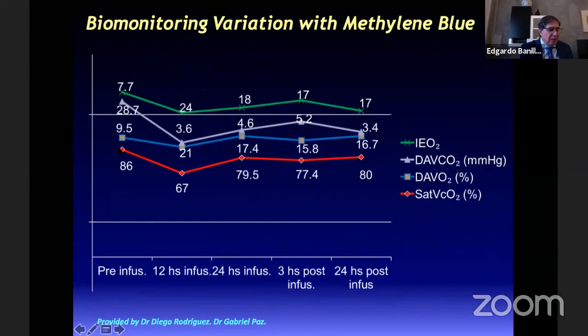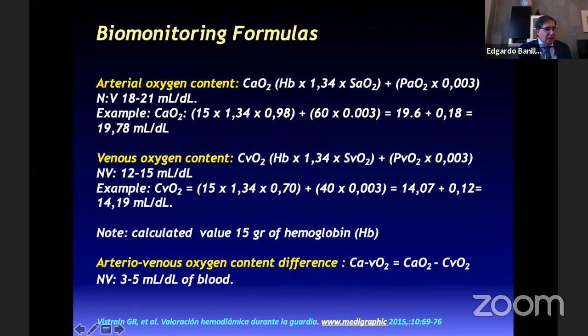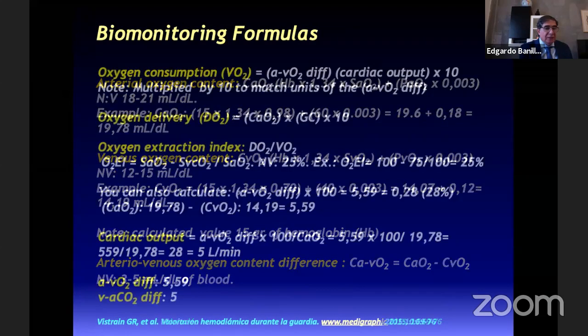Initially, the central venous saturation was elevated, 86%, and the oxygen extraction index was very low, 7.7%, in accordance with the vasodilation profile. On the other hand, the PCO2 gap indicates tissue acidosis. All values went back to normal after 12 hours. And these are using formulas.